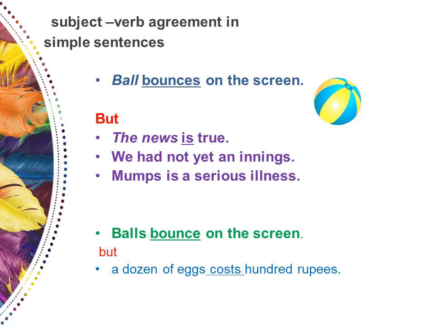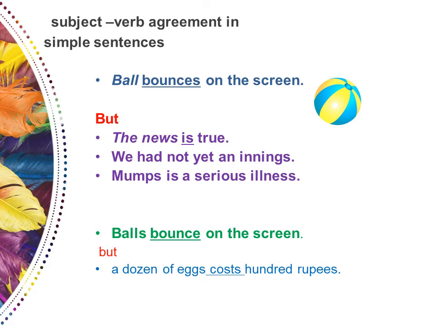But when you say the news is true, or we had not yet an innings, and we also could say mumps is a serious illness. Even though the nouns news, innings and mumps have s letters at the end, it does not mean that these subjects are plural. We consider these subjects as singular nouns, and hence we use the singular verb agreement.